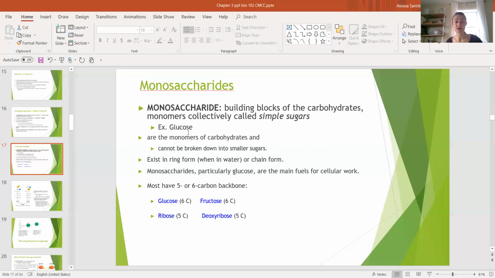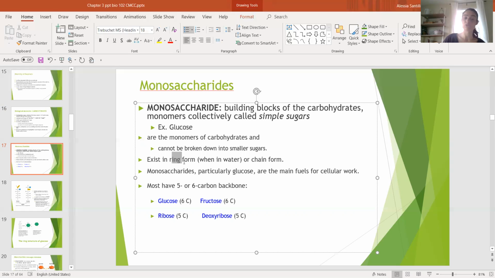So with monosaccharides, they are the actual monomers, so you can't break them down any farther, right? You can't go any farther. All of these monosaccharides exist in ring formats when in water, or chain formats. Chain form, ring form. Sorry. When they're in water, they actually kind of cyclize. They form a circle. Monosaccharides, especially glucose, are the main fuels for cellular work.